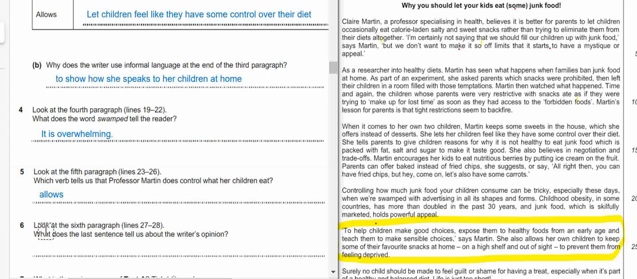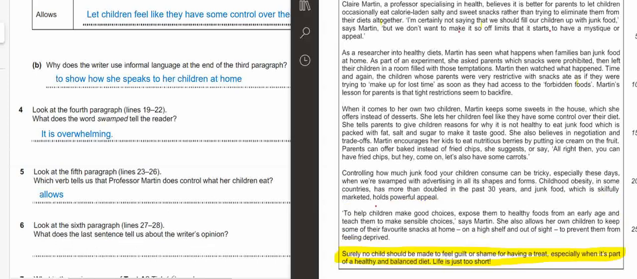Number 6. Look at the sixth paragraph, lines 27 till 28. What does the last sentence tell us about the writer's opinion? Lines 27 till 28 have been circled in yellow. So you got 10 seconds from now to write your answer. What does the last sentence tell us about the writer's opinion? 10, 9, 8, 7, 6, 5, 4, 3, 2, 1.